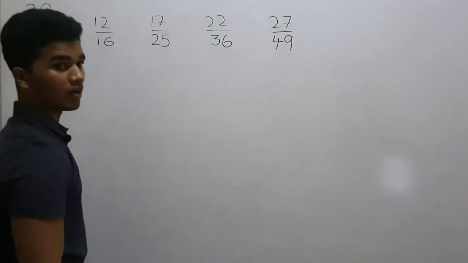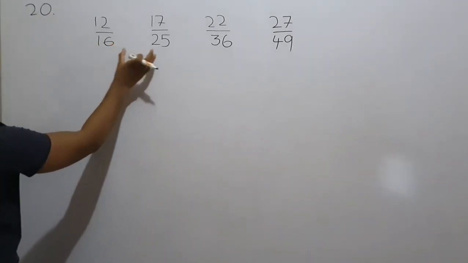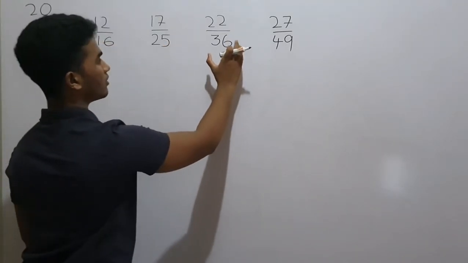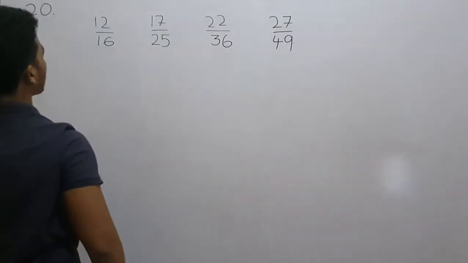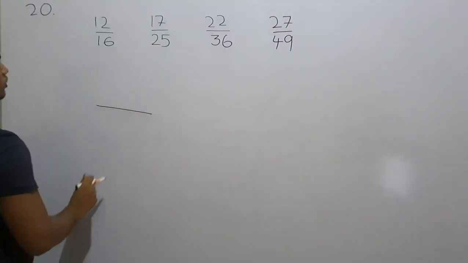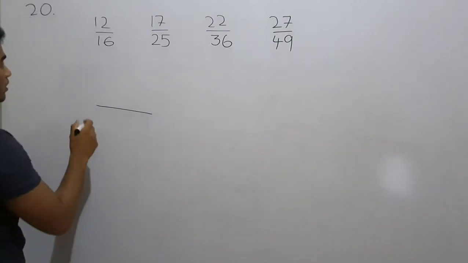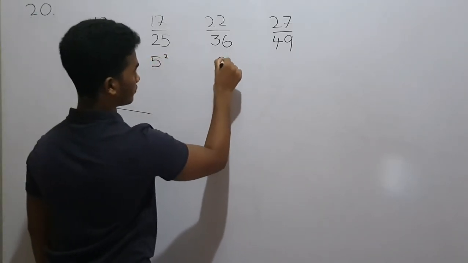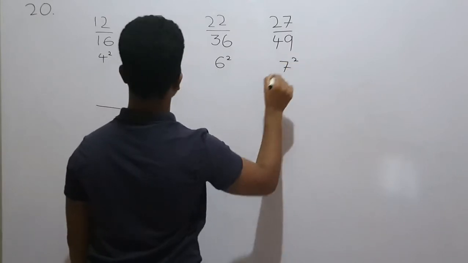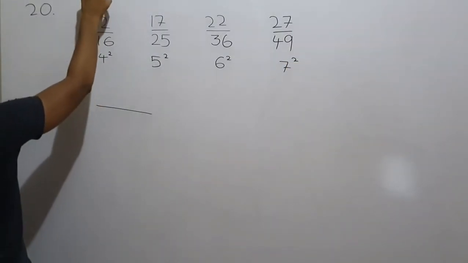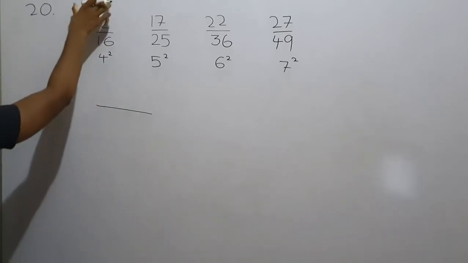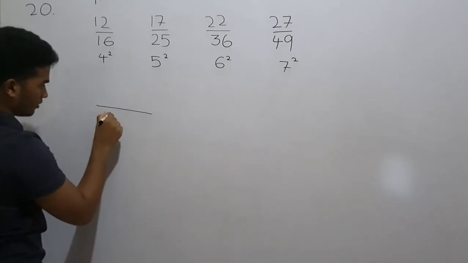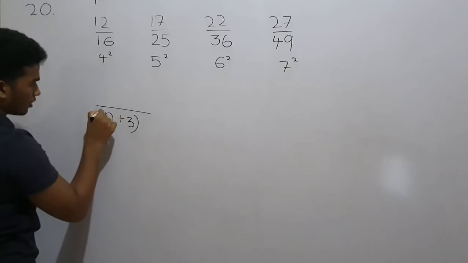Now you can see that the denominators are square terms: 4 squared is 16, 5 squared is 25, 6 squared is 36, 7 squared is 49. So for the denominator, I'll write it and show. For the first term n, to make it 4, it is n plus 3, whole thing squared.